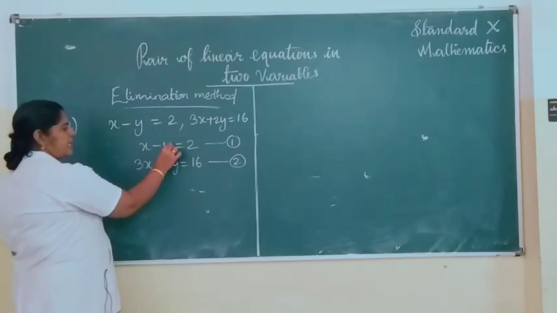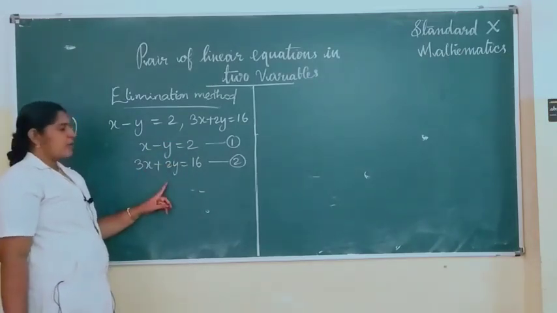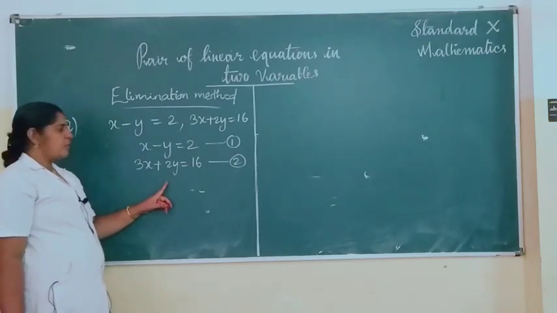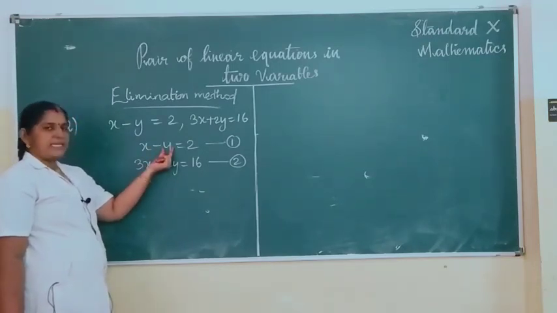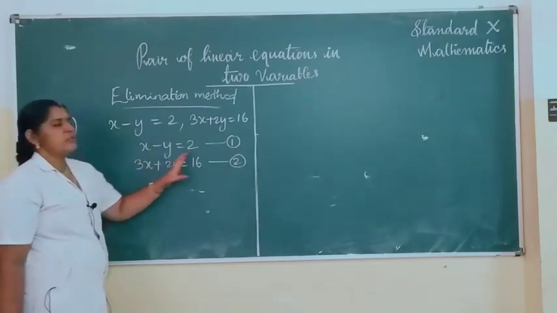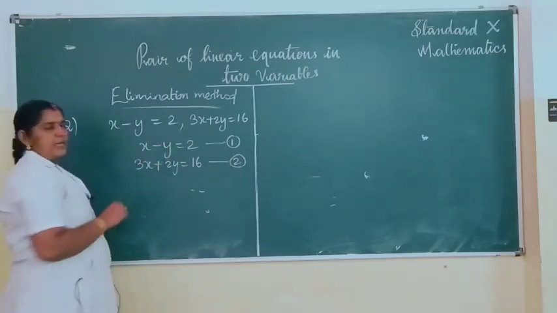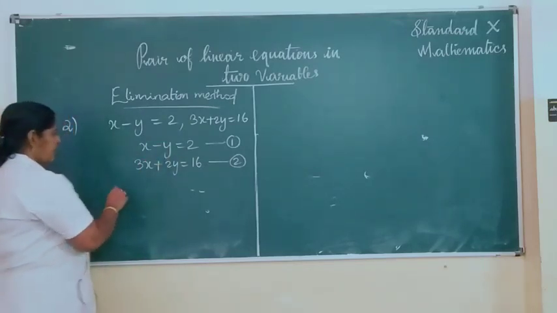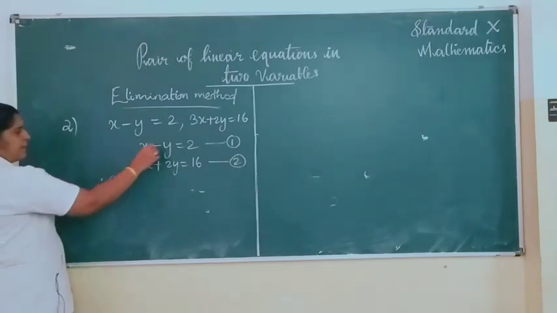If you make this y as 2y, then you can easily eliminate y. So what do you want to do for that? In order to make this y 2y, we want to multiply by 2. When you multiply by 2, all the terms of the equation should be multiplied by 2. That is the only correct way. So therefore, first equation multiplied by 2.